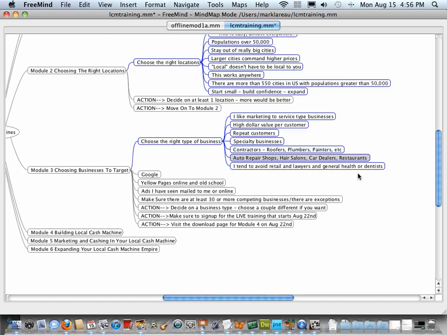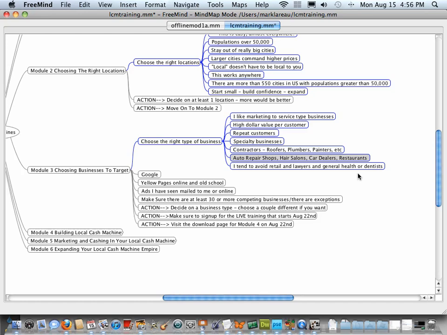But those types of businesses, services, and specialty businesses, like masonry, any type of that. I do tend to avoid retail, lawyers, and general health or dentists. I've talked to them before, especially general health. Most doctors and most dentists already have a basic website. They might not be on the first page of Google, but a lot of the general doctors and dentists that I have talked to have more than enough customers. They don't even need more customers, or clients, patients. So I tend to stay away from them.